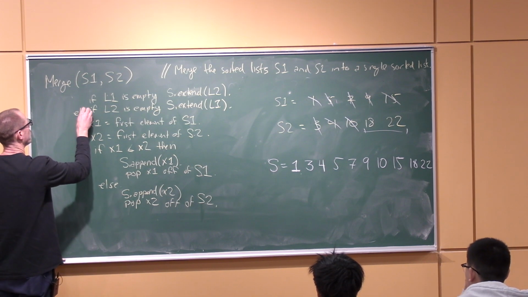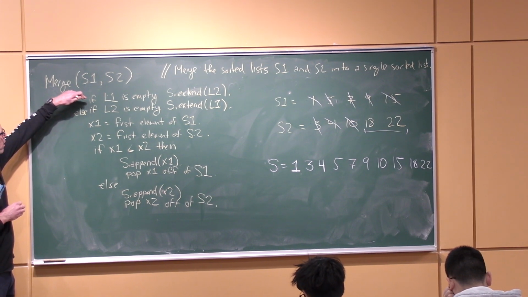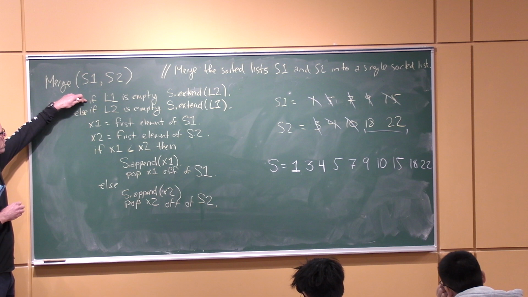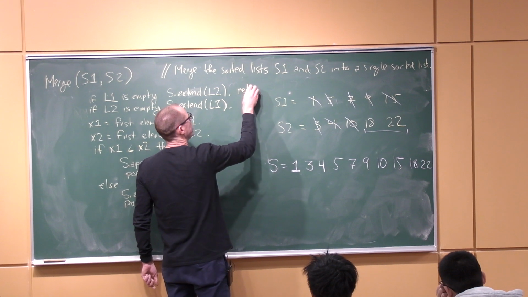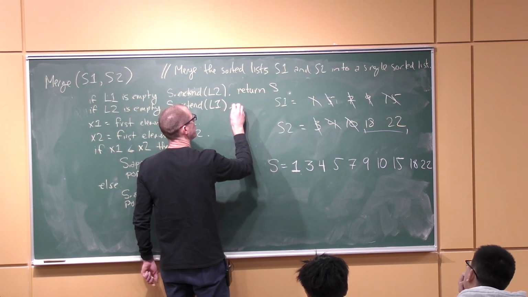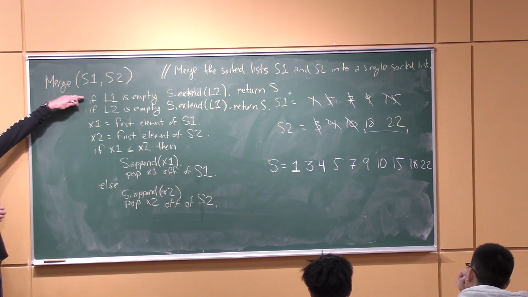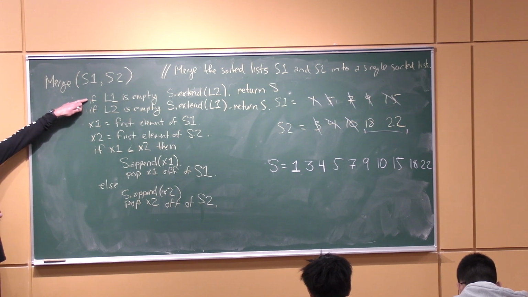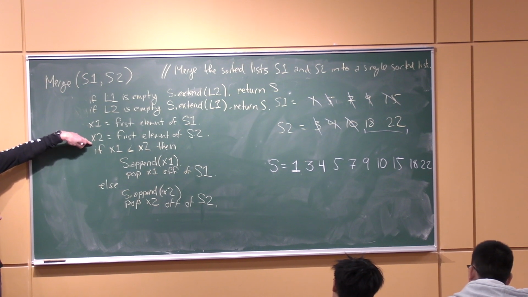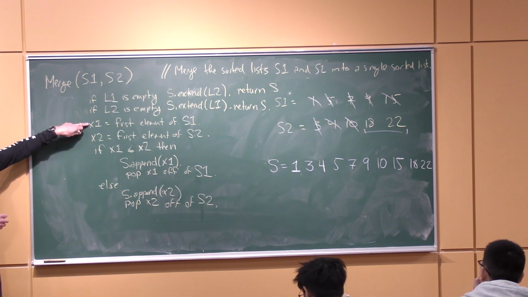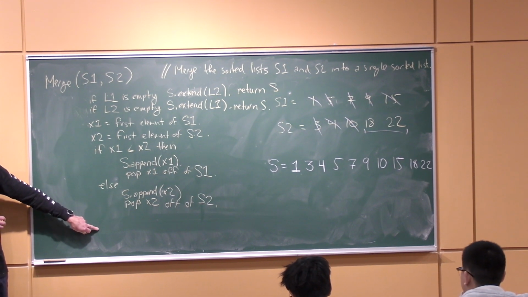It's terrible programming style, so in this case, let's be really ugly about it. In this case, we immediately return S because we're done. If we haven't returned by now, then we know L1 is not empty and L2 is not empty. So it's safe to ask for the first element of L1, and it's safe to ask for the first element of S1, and safe to ask for the first element of S2. Then we can do this step here.